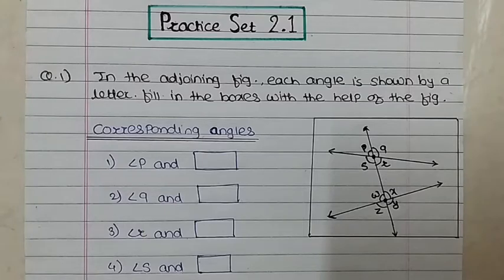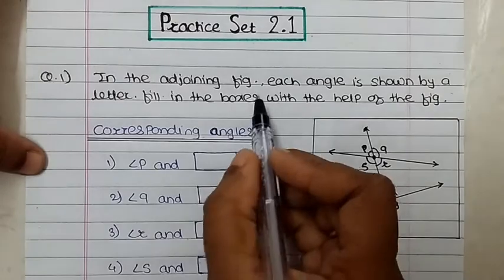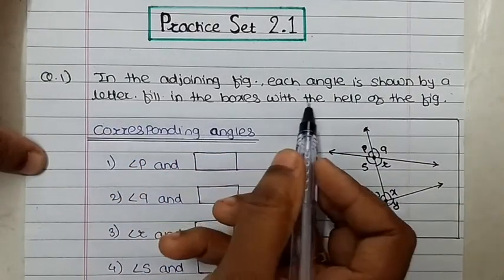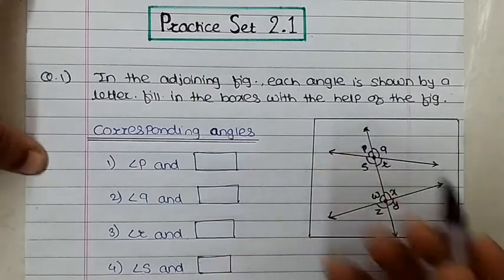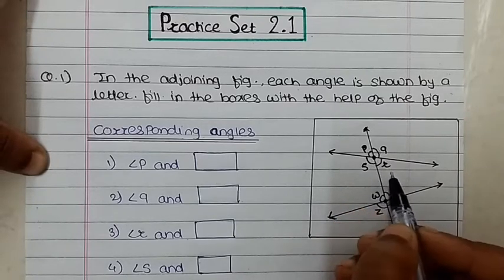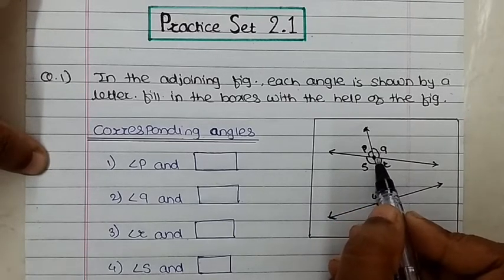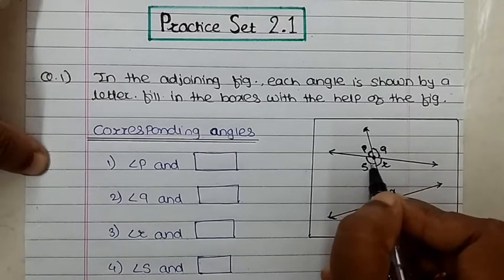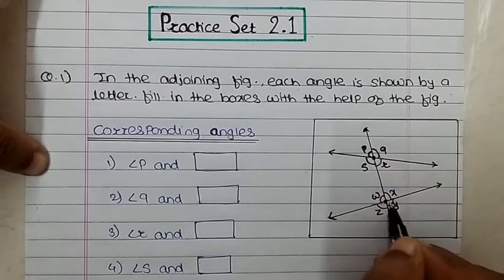So now today we will start practice set 2.1, which is based on these basic concepts. Question number 1: in the adjoining figure, each angle is shown by a letter. Fill in the boxes with the help of the figure. So this is your given figure in which each angle is marked by a letter. Like this angle is P, this one is Q, this is S, R, then here W, here is X, Y, and then Z.